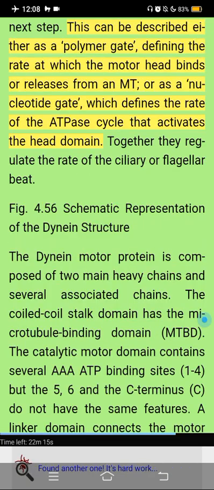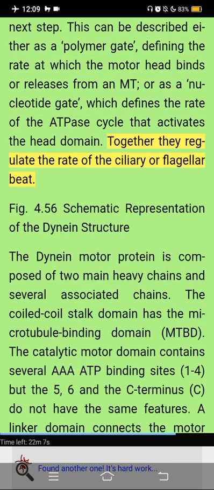This can be described either as a polymer gate, defining the rate at which the motor head binds or releases from an MT, or as a nucleotide gate, which defines the rate of the ATPase cycle that activates the head domain. Together they regulate the rate of the ciliary or flagellar beat.